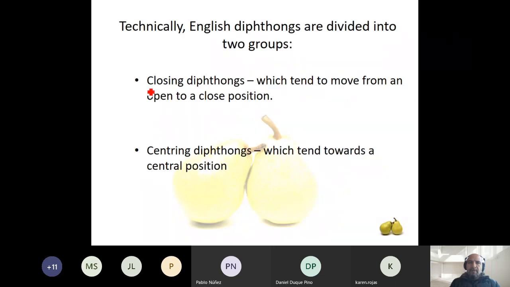Okay, so here we have closing diphthongs and centering diphthongs. Whenever you think about centering diphthongs, always remember the schwa, which is in a mid-central position. How many centering diphthongs have we seen today? Have we studied? Have we learned? Three. Which ones are they?